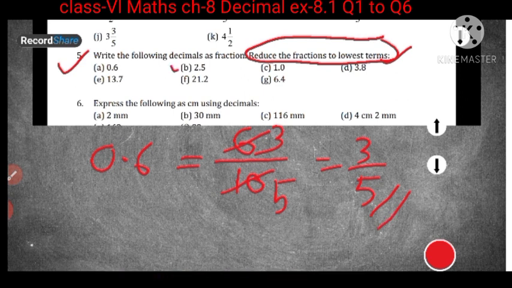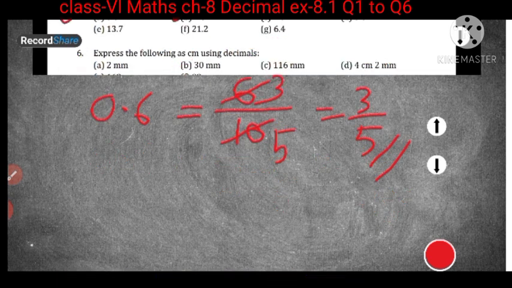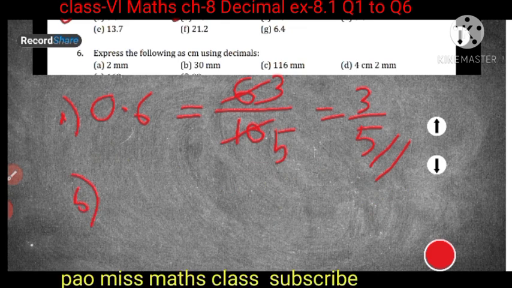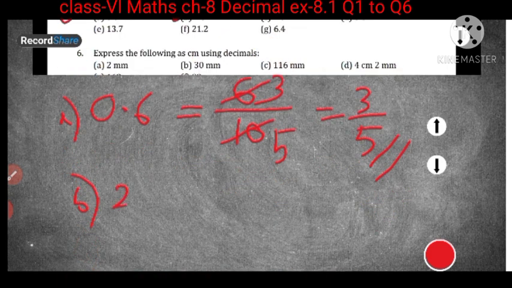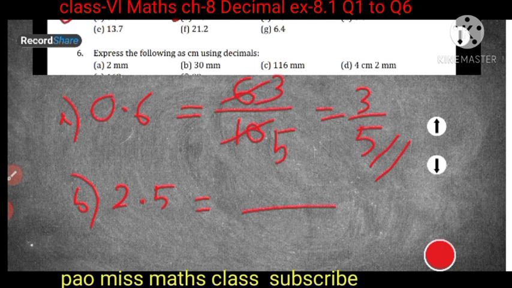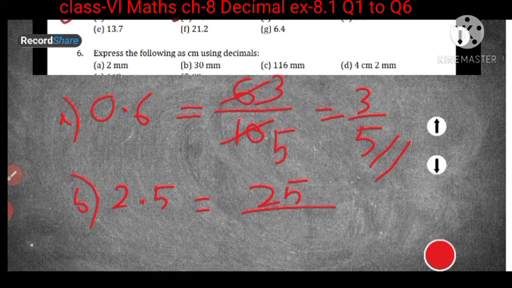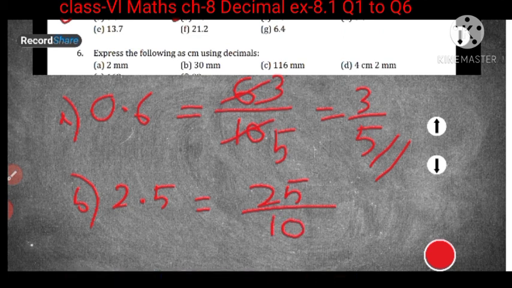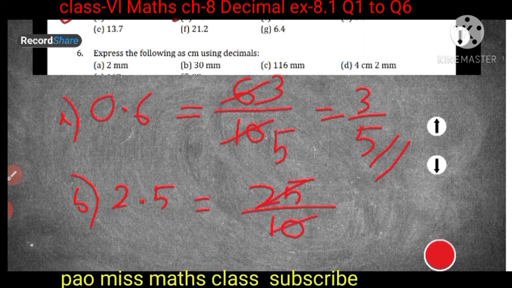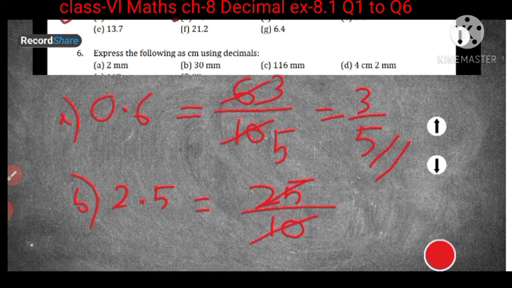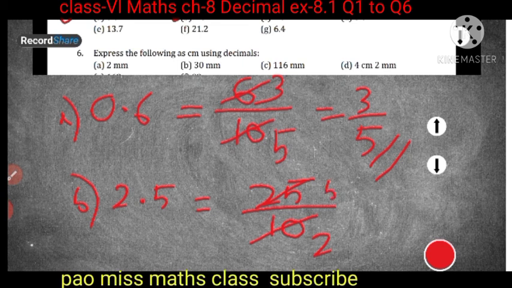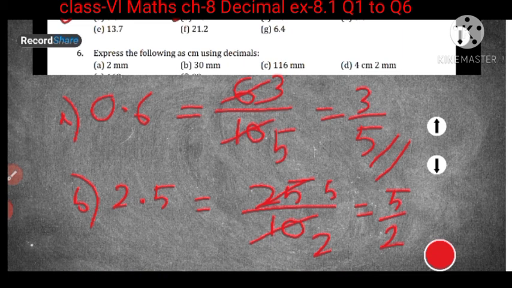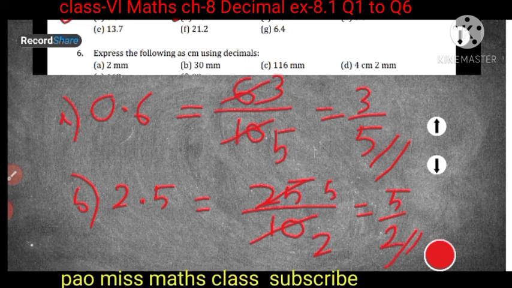Now question number B. This is A, isn't it? Now question number B is given 2.5. What are the numbers here? 25. Now you will remove the decimal, which means you will not write the decimal, isn't it? After the decimal how many digits are there? 1 digit, so we will write 10. Now both are divisible by 5, isn't it? 5 2s are 10 and 5 5s are 25. So what is the required fraction? 5 upon 2. In this way you will solve.